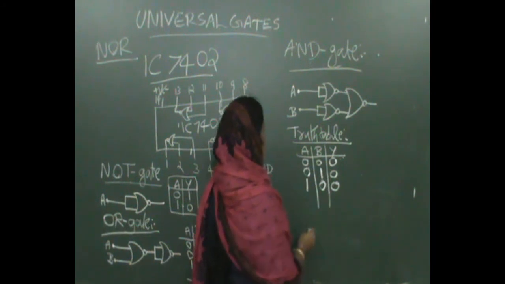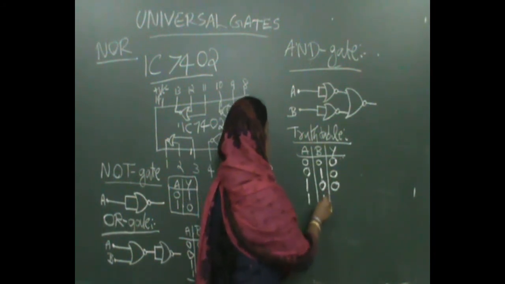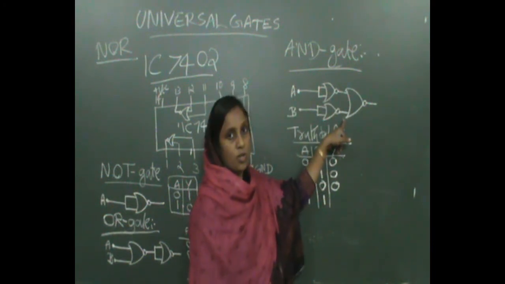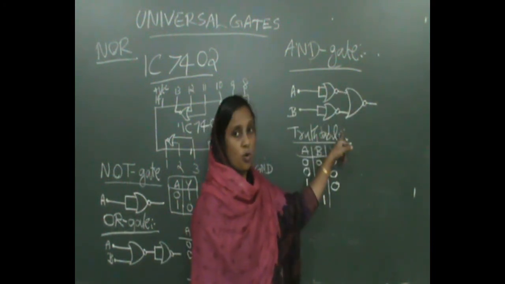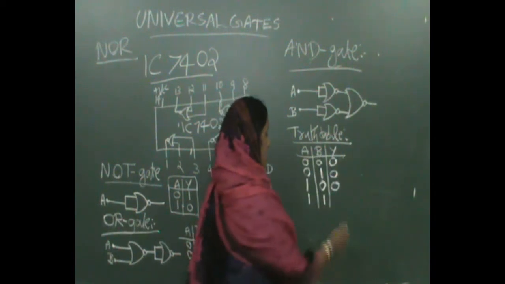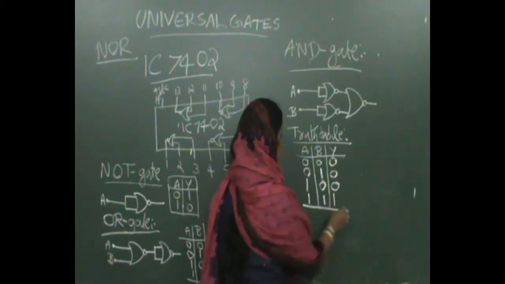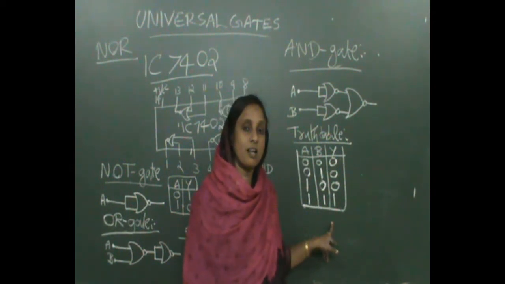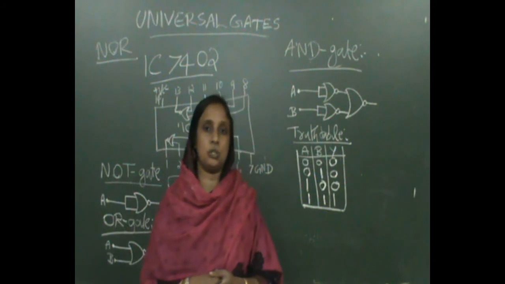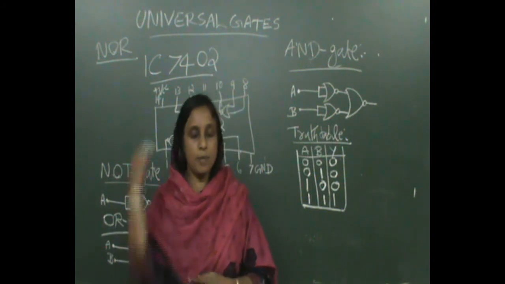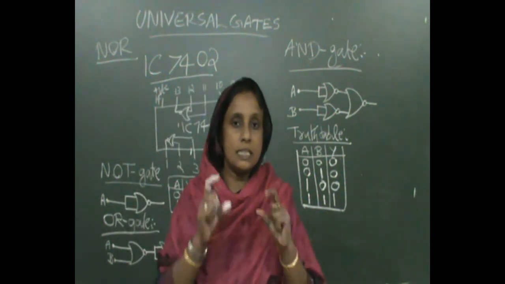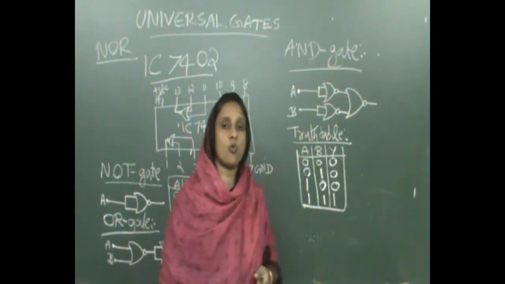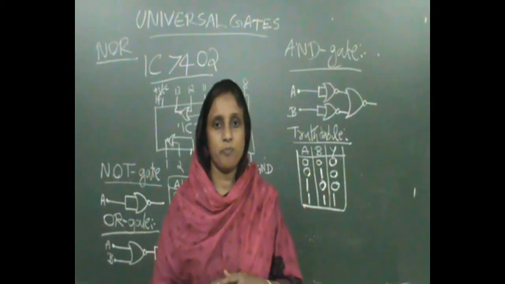And finally, if you give high and high, 1 and 1. If both are high, here both are low. If the inputs of the NOR gate are low, its output is always high. So you get high here. This truth table is the truth table of the AND gate. That means if you use 3 NOR gates like this, it is equivalent to an AND gate.